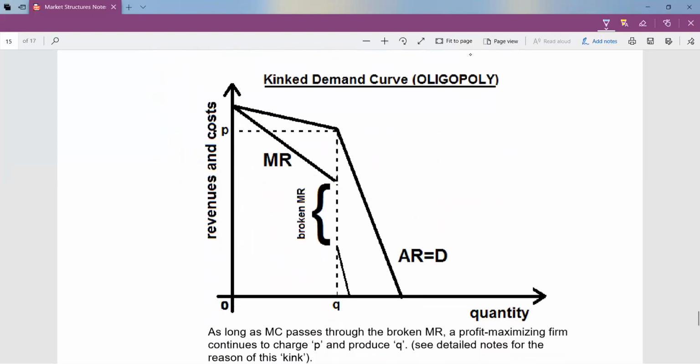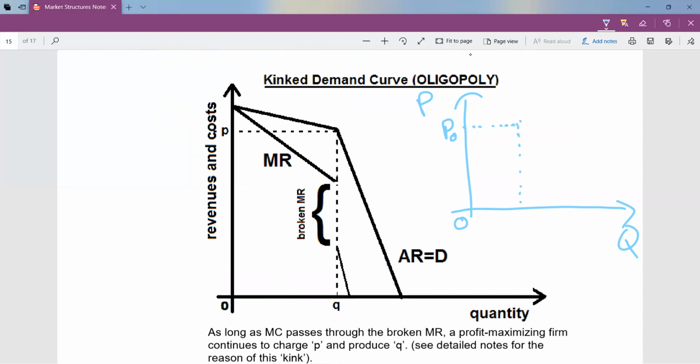Now, the kinked demand curve is drawn like this. Let me show you the complete drawing of the kinked demand curve. We make the axis with price and quantity, and we put a dot as a starting point. Now, this is a starting point, which means that P naught was the starting price and Q naught was the starting quantity.